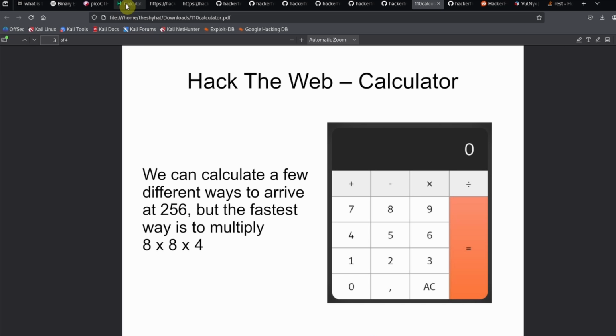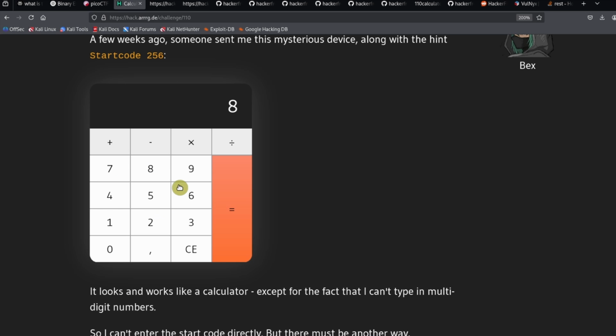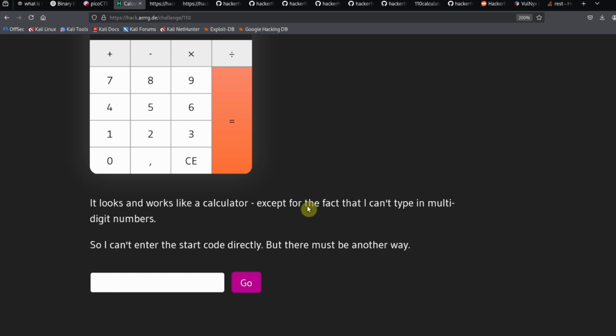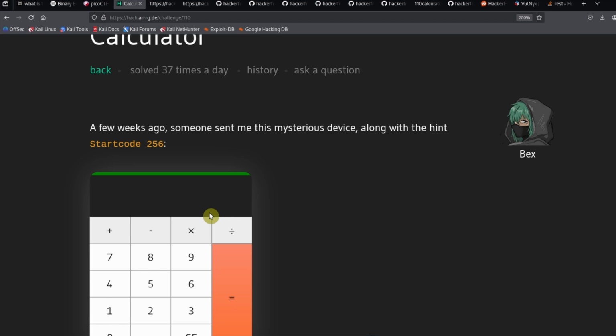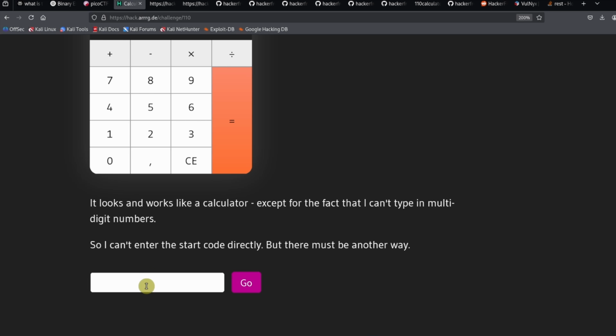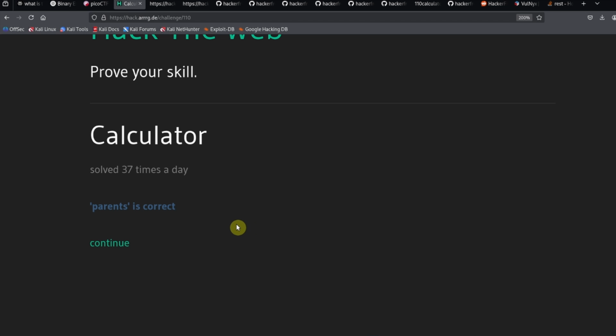So if we go back to the challenge, we'll just punch in 8 times 8 times 4, and it gives us this answer over here, parents. So parents is the answer for this particular challenge. Okay, so what we need to do is take the answer here, parents, and then click on go, and that is the correct answer.